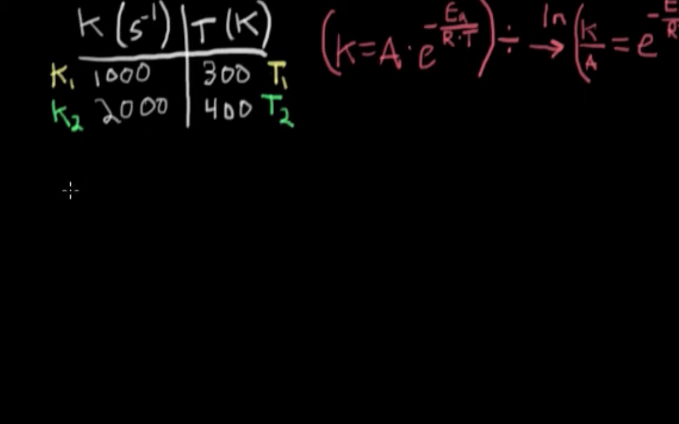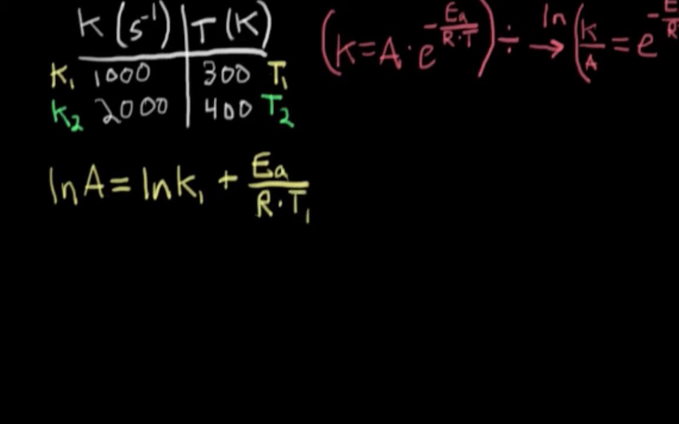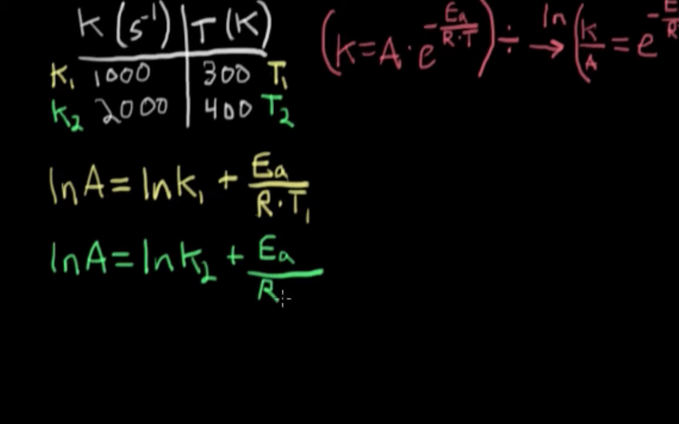So now I can write my first equation. And what that's going to say is the natural log of A is equal to the natural log of K1, that's here, and that's associated with T1, plus activation energy E sub A divided by gas constant R times that T1. And then we'll write another equation that says the natural log of A is equal to the natural log of K2 plus the activation energy E sub A divided by R times T2.